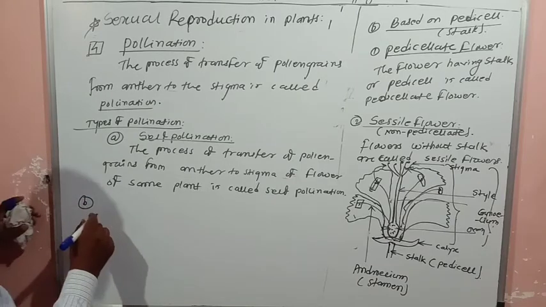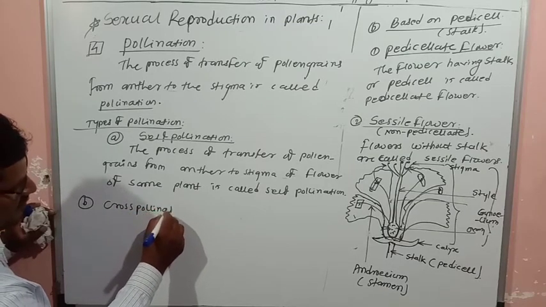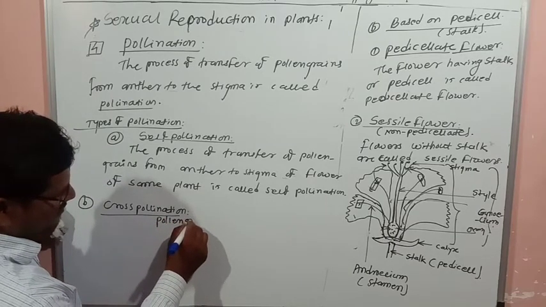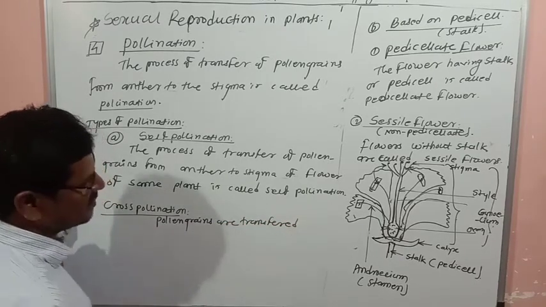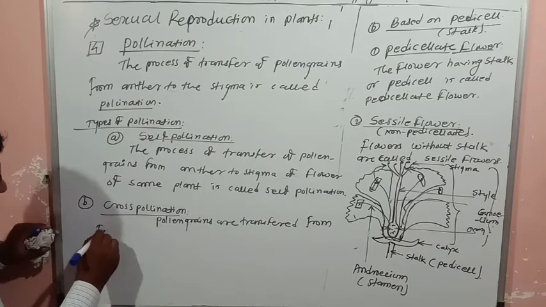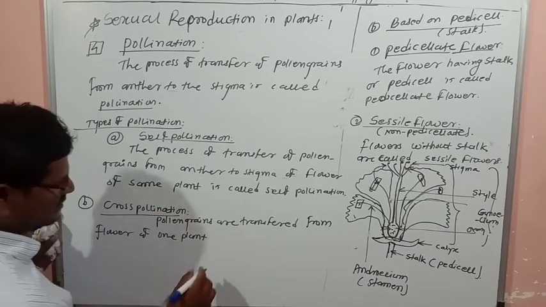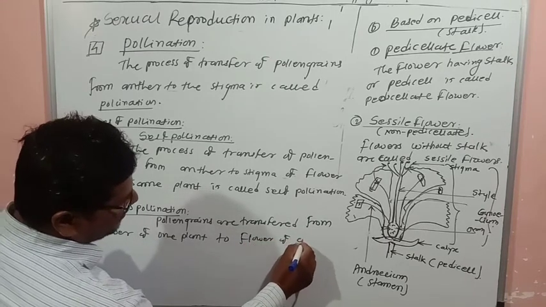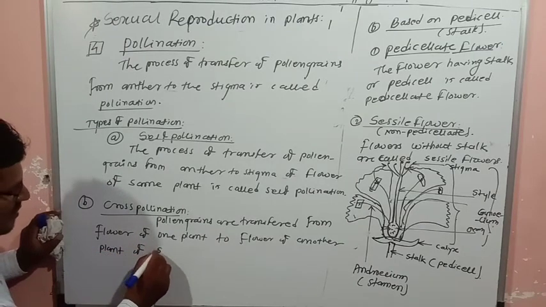And the second one is cross-pollination. In this, pollen grains are transferred from the flower of one plant to the flower of another plant of the same species.